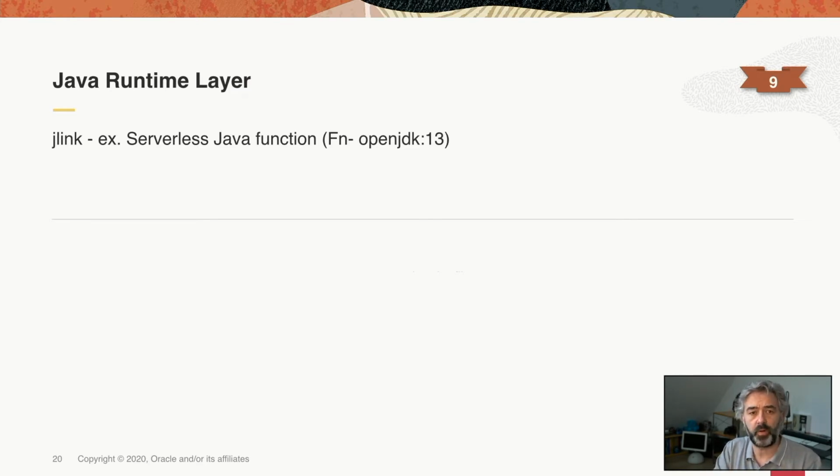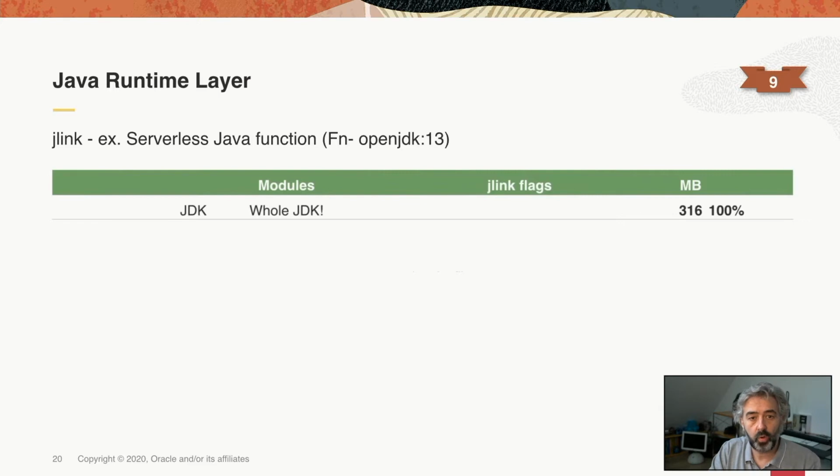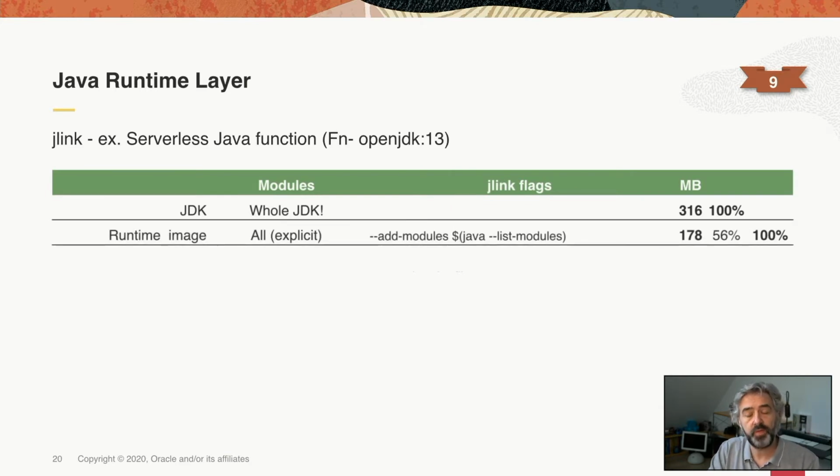So this is an example. This example is basically a serverless Java function. Those numbers are based on OpenJDK 13, but they shouldn't change a lot. So if you look, a whole OpenJDK 13 weighs over 300 megabytes, that's really a lot. Now, if you create a runtime with all the modules, you will have a runtime that only weighs 168 megabytes. So that's basically 56% of the whole JDK. So that's already a huge win.